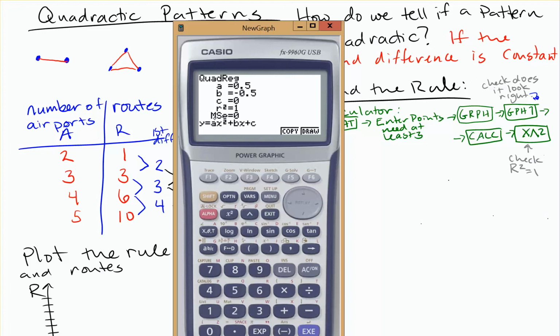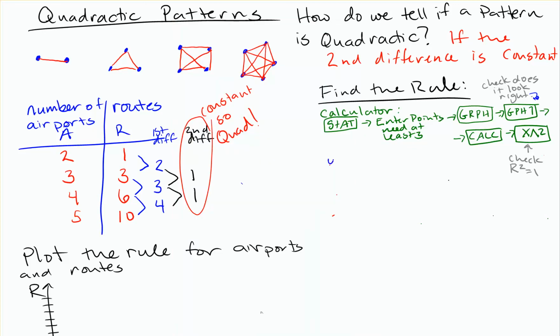So what we need to do is write down what we've got. So we've got y is equal to 0.5 x squared plus negative 0.5 x, plus 0. And I might just write that as minus 0.5x. So I'll write down what we've got. Y is equal to 0.5 x squared minus 0.5 x. You could write the plus 0, but we don't really need it, so you could also just delete that if you want.